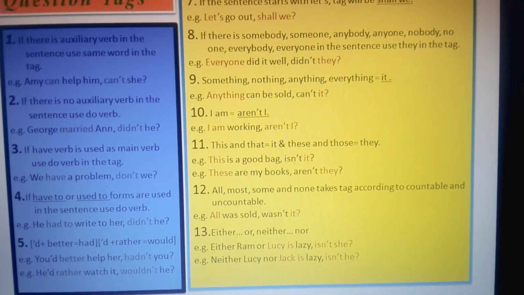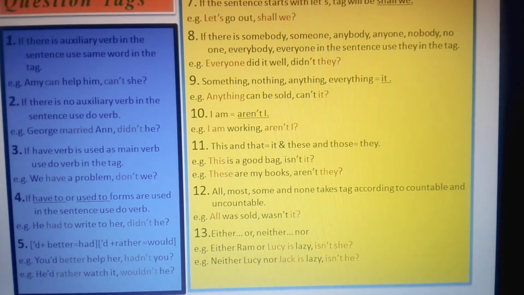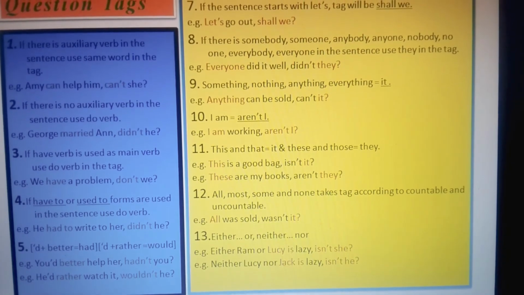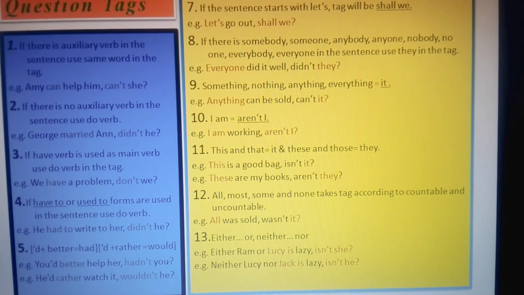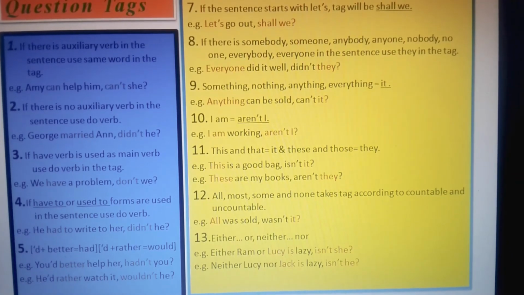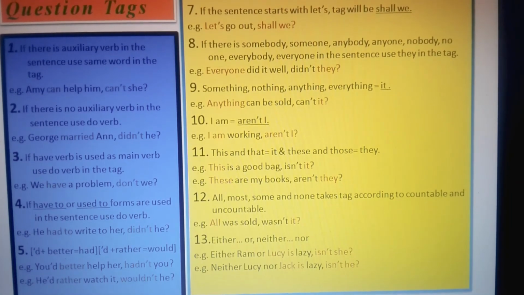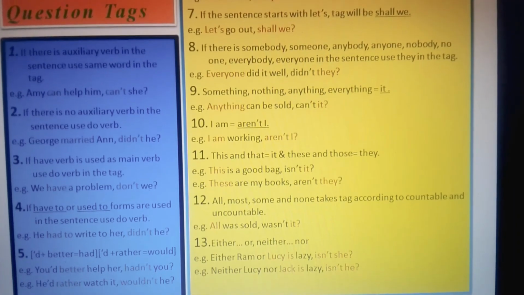Either or, neither nor. Either Ram or Lucy is lazy. Lucy is a girl, that's why she is used there, isn't she? And the last example about these important rules of question tags: neither Lucy nor Jack is lazy, isn't he? Because Jack is a boy, that's why he is used there.